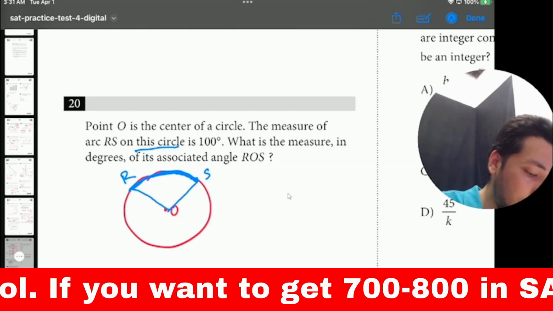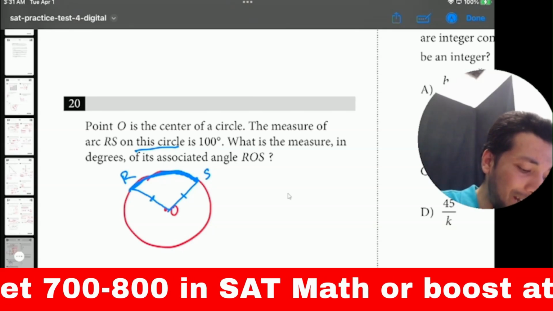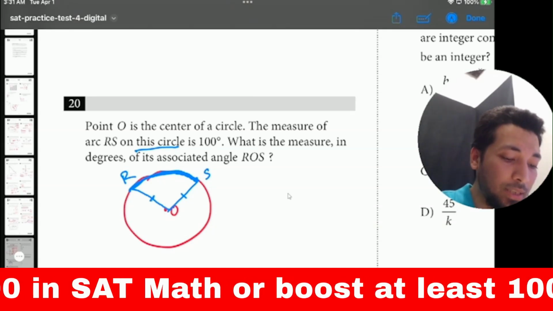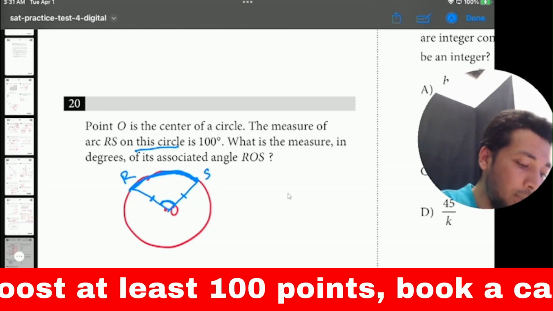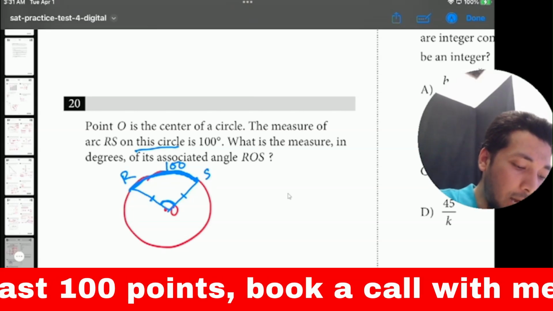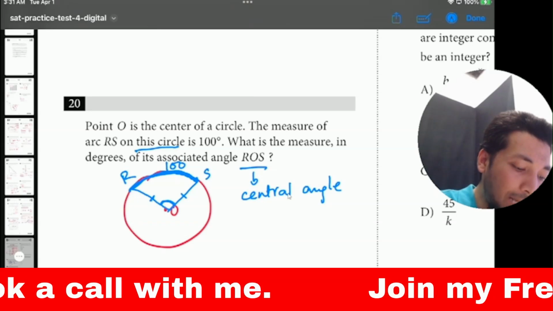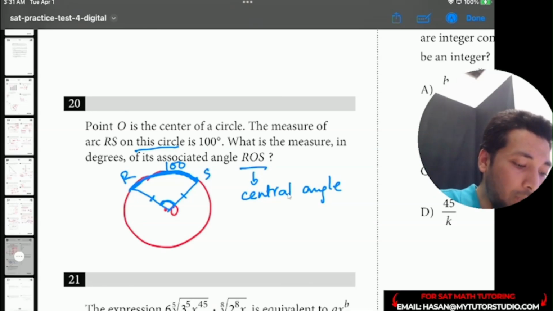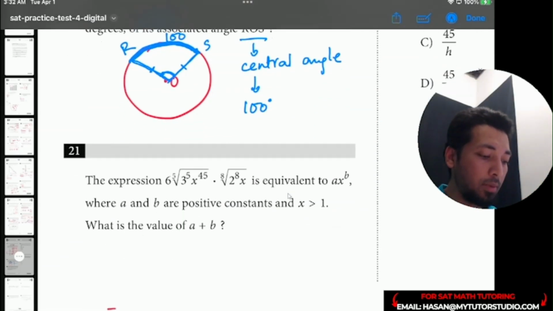Now if you try to connect, we are getting this RO and SO to be the radius of the circle. So it says what is the measure in degrees of its associated angle ROS. So we need to find this angle. Now we know that this ROS is the central angle. And the central angle is equal to the angle of the arc extended by these two radii. So this central angle is also equal to 100 degrees. Perfect. Now let's look at problem number 21.